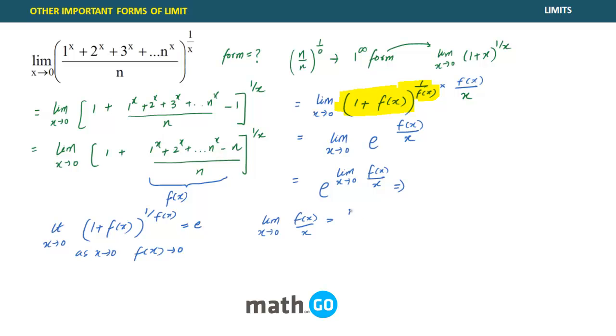So what will this limit become? Limit x approaching 0, f(x) is this particular value. That is (2^x, 3^x, up till n^x) minus n. Now you have nx in the denominator. So how this can be resolved is very simple again.